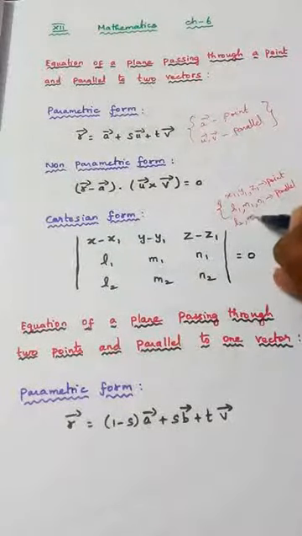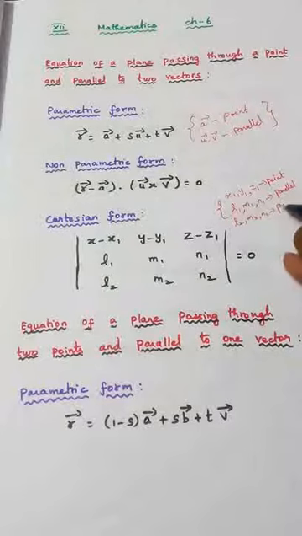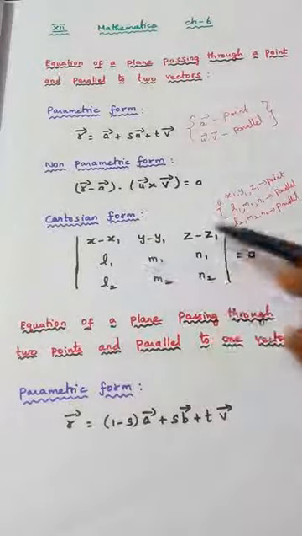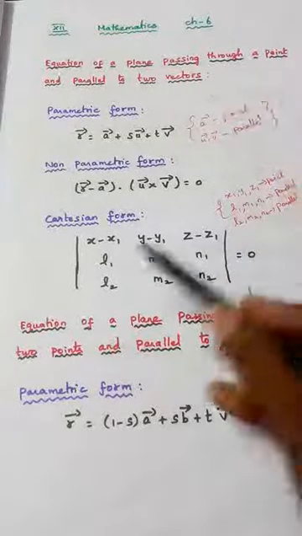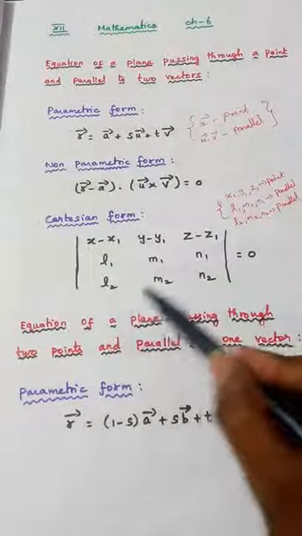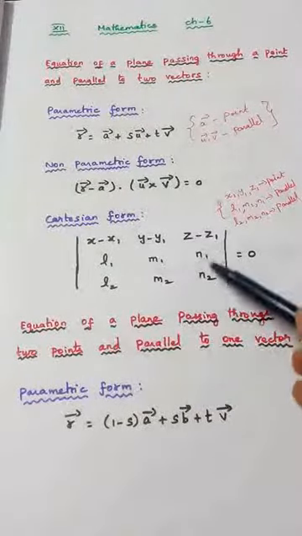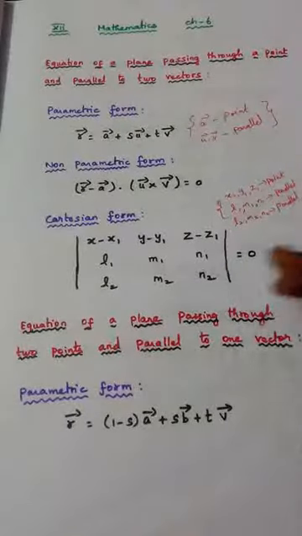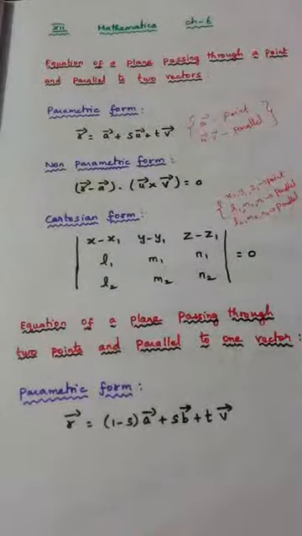L2, M2, N2 represents another parallel vector. So by seeing the formula itself, I can say which heading it is, because x1, y1, z1 is one point given, and L1, M1, N1, L2, M2, N2 means two parallel vectors. So it is passing through a point and parallel to two vectors. So we can easily remember the formula. You should memorize all these things.